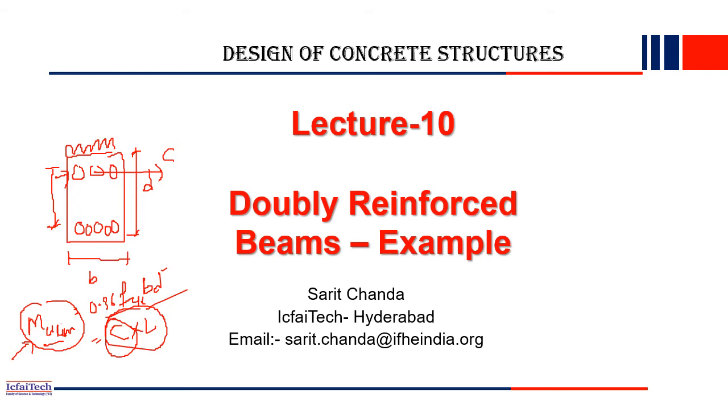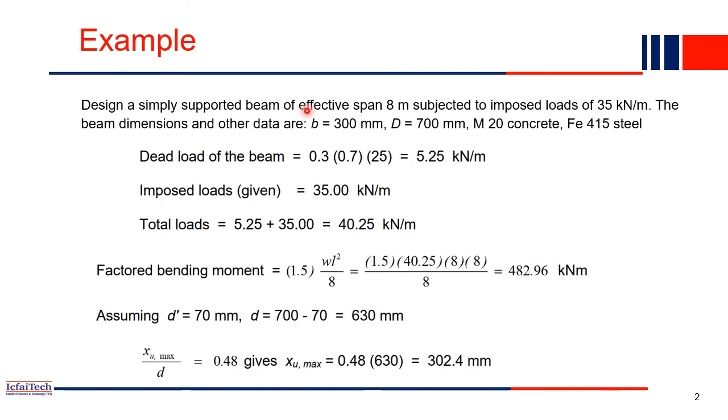Now in this class, we'll be solving an example, from basic scratch, of how to solve a doubly reinforced beam. So let's get started. The question is: design a simply supported beam of an effective span of 8 meters subjected to an imposed load of 35 kilonewton per meter. The beam dimensions and other data are given to us.